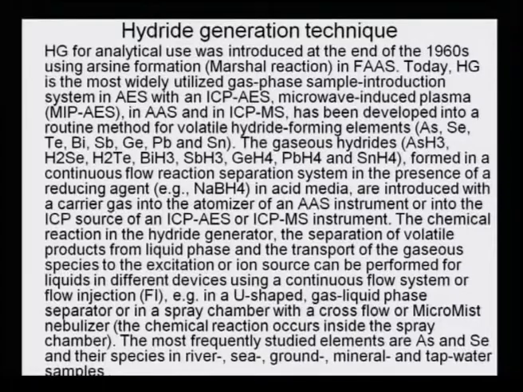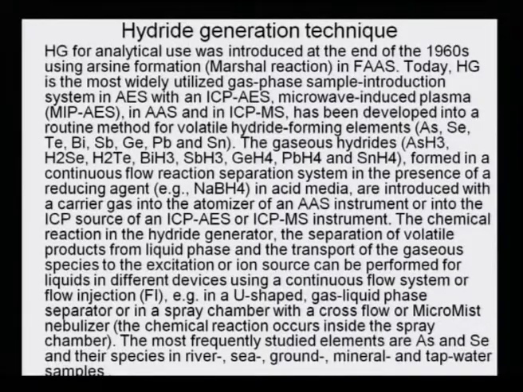So, what it does? It simultaneously converts the ionic metal into its hydride, and the reducing agent used here is sodium borohydride, and there is a carrier gas which makes it flow into either the flame of the AAS or the graphite furnace of the AAS, or into the ICP source of the ICP-AES or ICP-MS instruments.